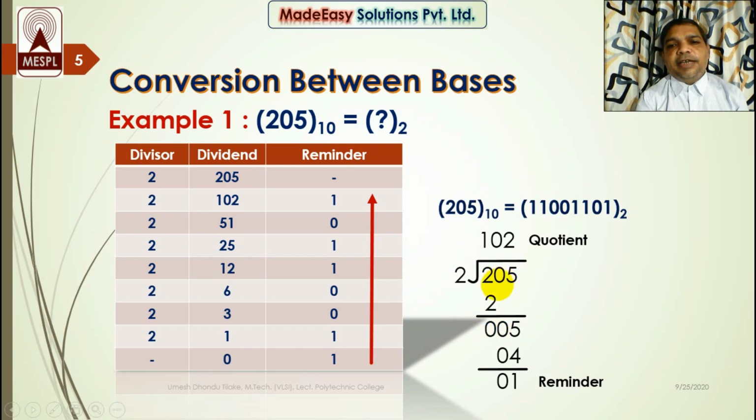Then we consider the next digit. So this is the next digit. So now 0 0 is there. So we cannot divide 0 0. So we consider 0 as a quotient. And then we consider the last digit here. So 005 divided by 2.